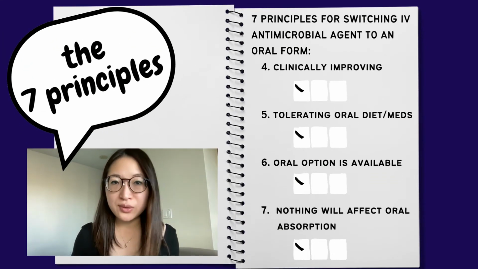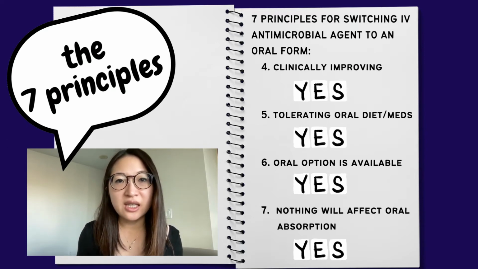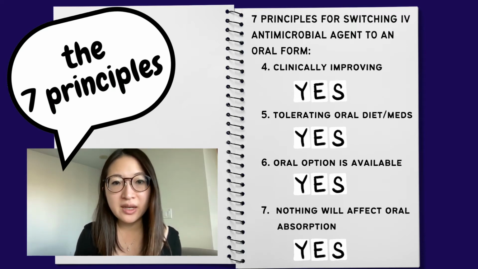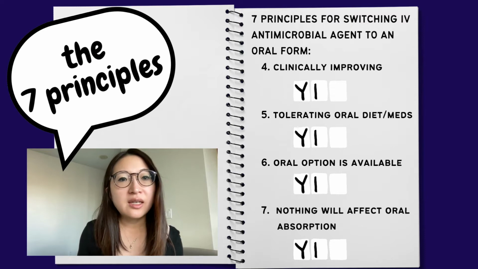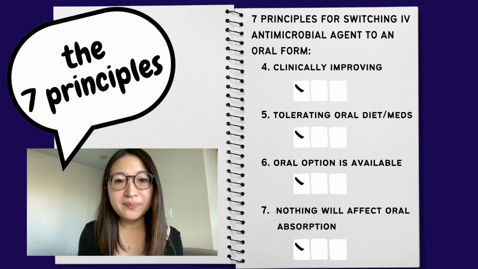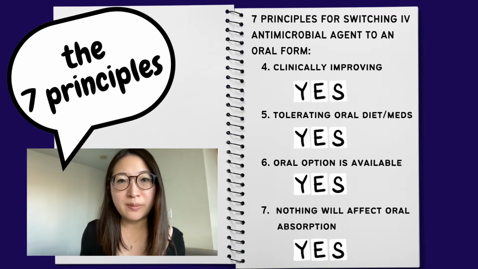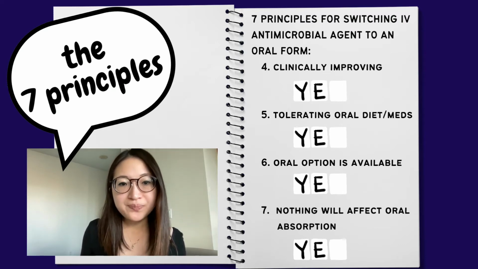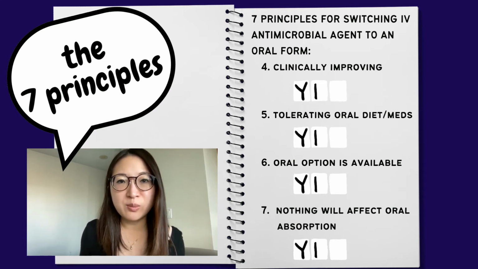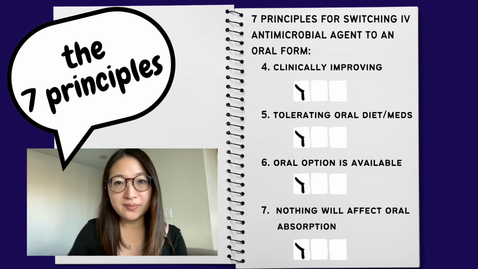Number 4, we also note that he is clinically improving. He's been afebrile for the past 3 days, and his liver function test has been downtrending since his source control procedure from yesterday. His white count is also normal. He is tolerating his oral diets and medications according to his chart and nurse. There are oral options available based on the sensitivities of the Enterobacter cloacae cultures, and he doesn't have any GI abnormalities such as small bowel that would affect his absorption of oral medications.